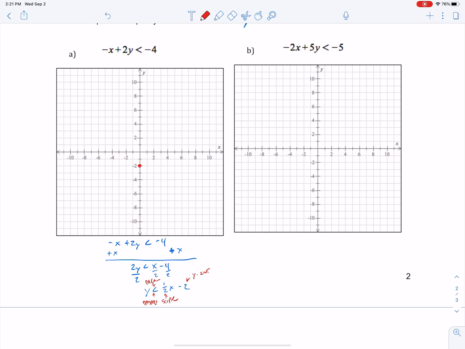I know my y-intercept is negative 2. My slope is a positive 1/2, so I need to go up 1 over 1. Or sorry, up 1 over 2. Up 1 over 2.